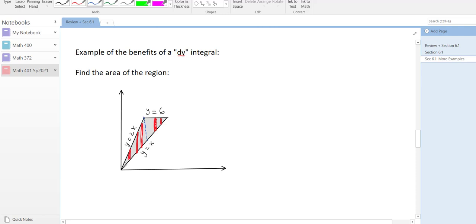So I need to find this point of intersection where I need to split my integrals. That happens when 2x equals 6, which means when x is 3. So I'm going to split them at x equals 3. And y equals 6 and y equals x means x equals 6 as well. So the area is equal to the integral from 0 to 3 of top minus bottom, so 2x minus x dx.